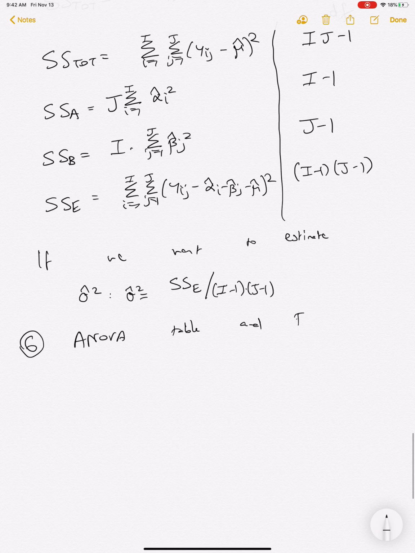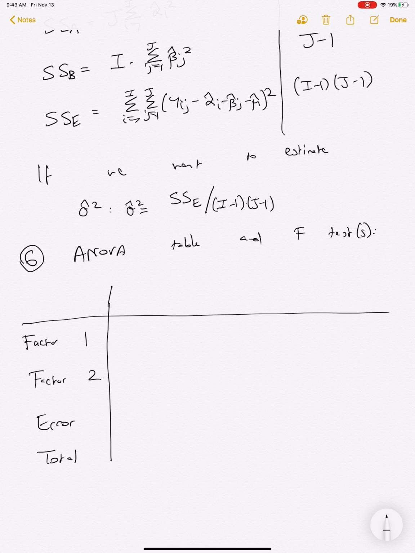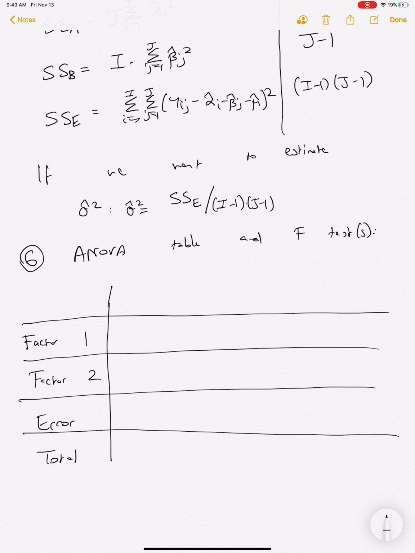and F. In this case, there's actually two tests because we're testing two hypotheses. So in some sense we have factor 1, factor 2, then we have error, and then we have total here. The error here is the influence of, if you take away the variance explained by both factors 1 and 2, then you get an overall error.